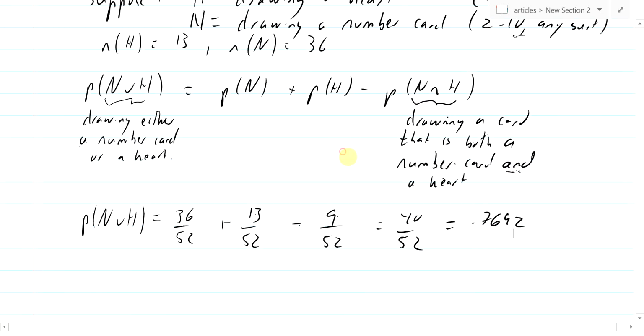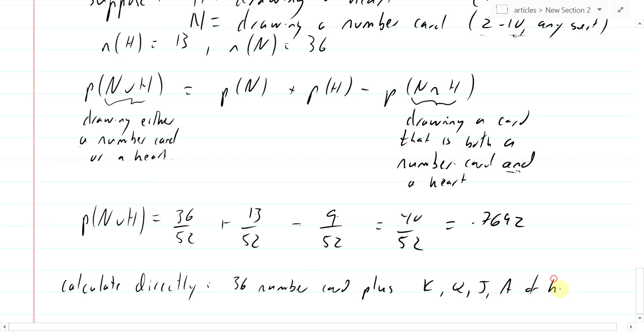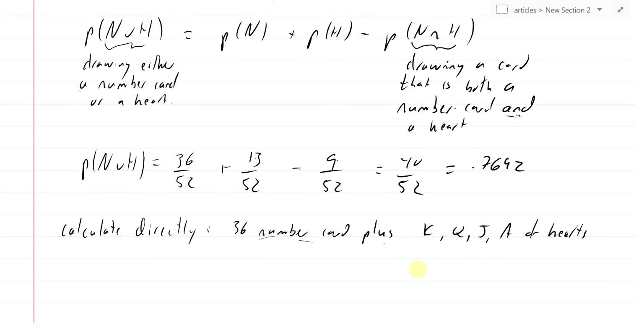You can also calculate this directly. By saying, well, how many number cards are there? There are 36 number cards plus king, queen, jack, ace of hearts. And that covers all the number cards and all the hearts, because the 2, 3, 4, 5, 6, 7, 8, 9, 10 of hearts are already counted here. So it's 40 out of 52, which is what we expected from up there. Okay.